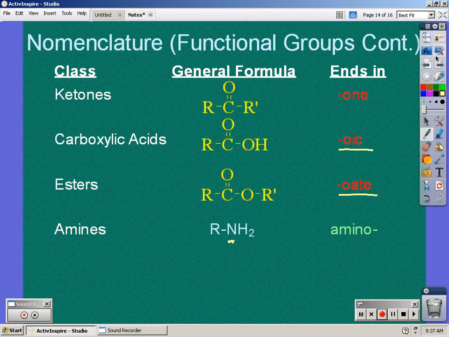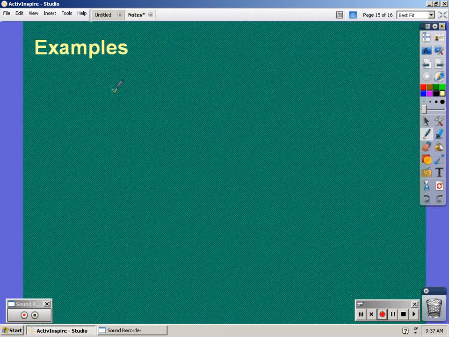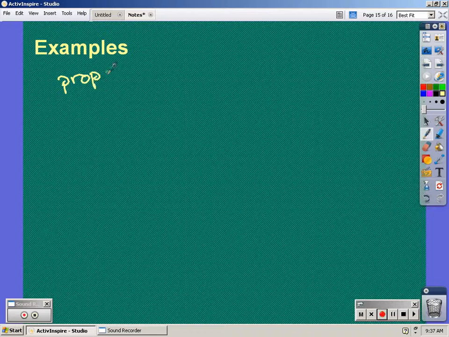Alright, so some examples. If we have propanone, prop means 3.